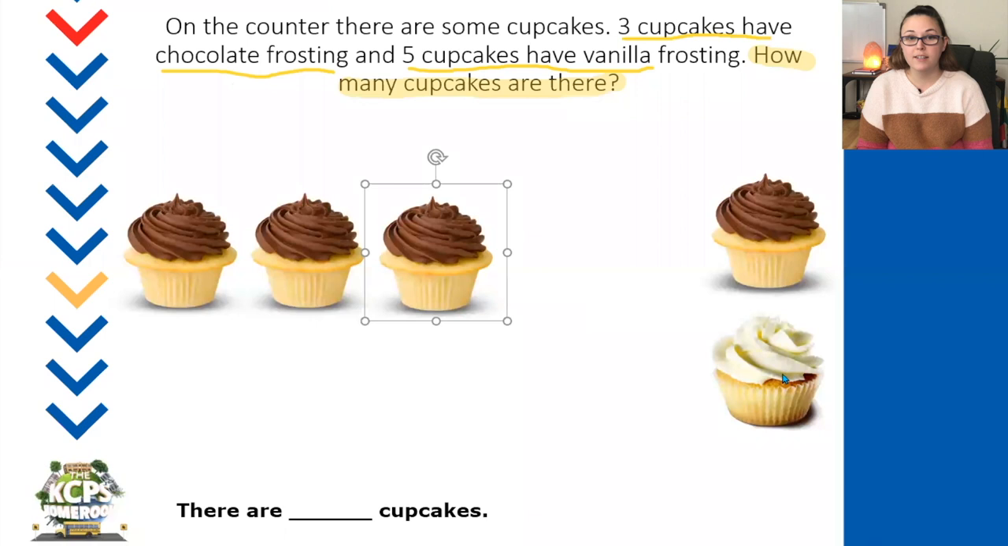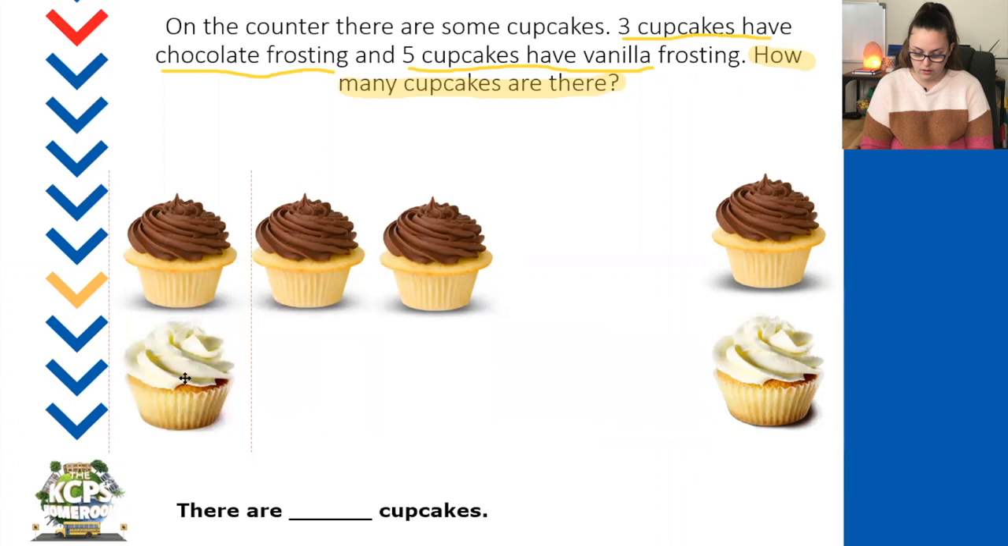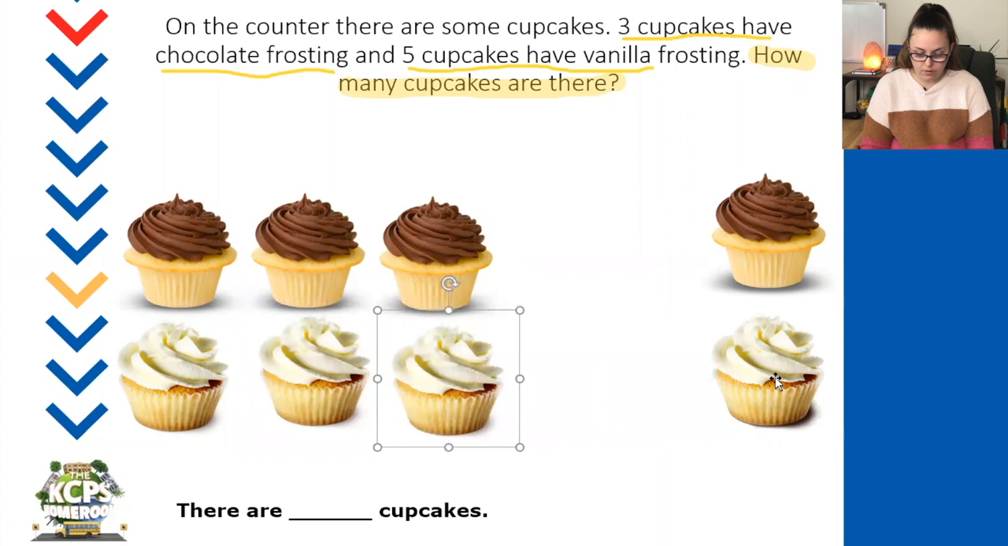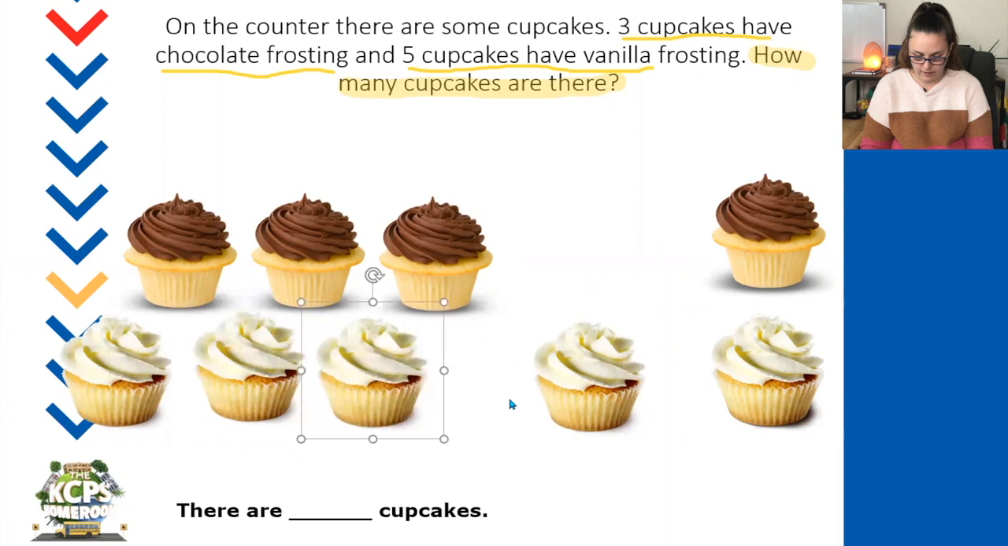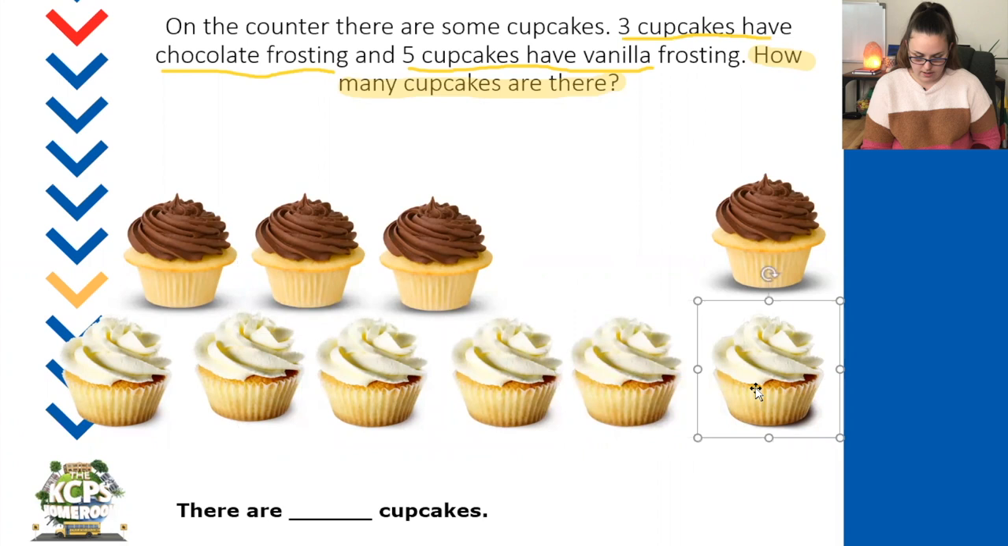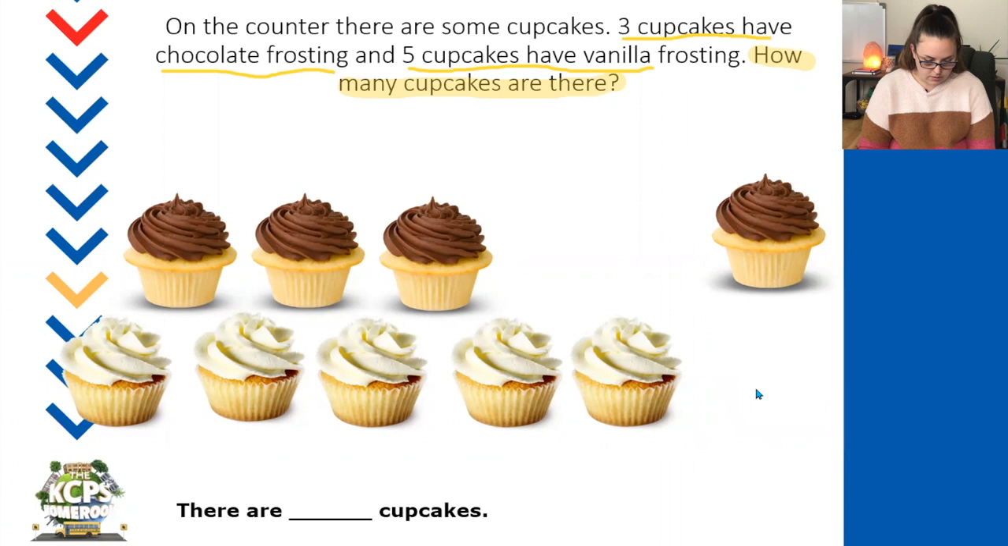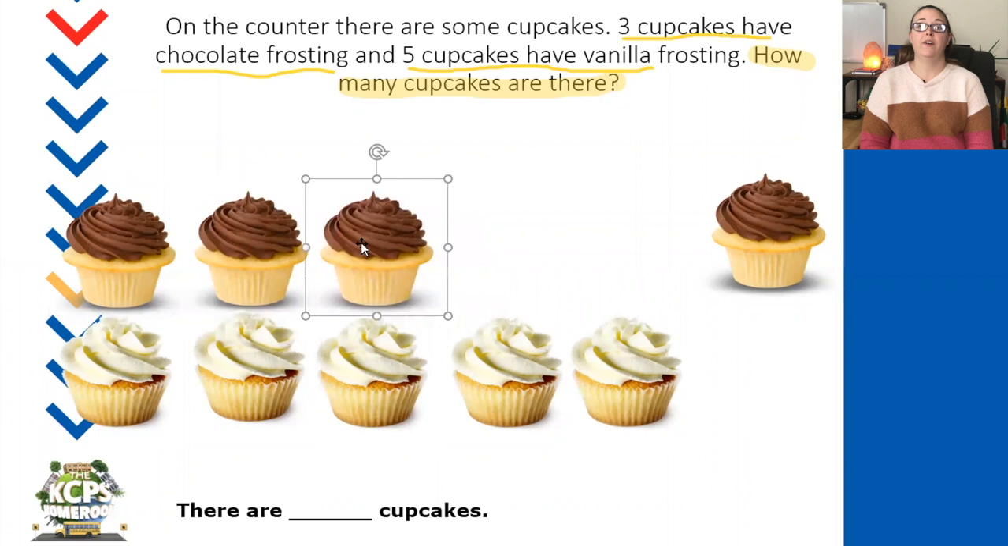Ready? Count with me. 1 vanilla, 2 vanilla, 3 vanilla, 4 vanilla. We've got to squeeze one more in here. 5 vanilla. And we're just going to take these and get them out of the way so that they don't confuse us. So the top row has 3 chocolate frosted cupcakes. The bottom row has 5 vanilla frosted cupcakes. How many cupcakes are there in all?